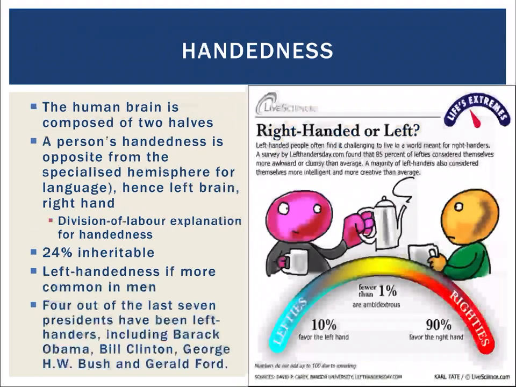So first I want to talk about handedness. The human brain is composed of 2 halves. We all know that. We talked about the cerebral hemispheres before. And a person's handedness is opposite from the specialized hemisphere for language. It's called the division of labor explanation for handedness.